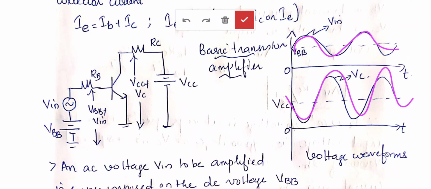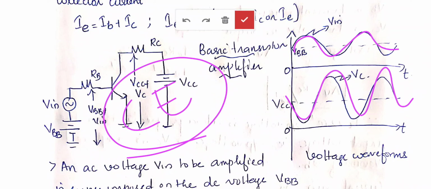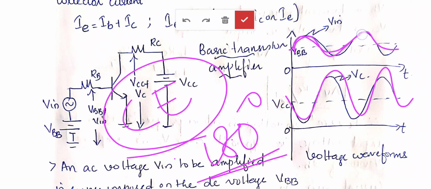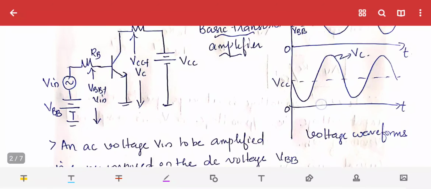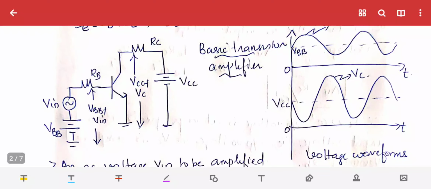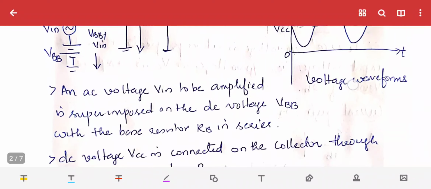So amplification is happening, and for a common emitter amplifier there will be phase inversion, or the input and output will be 180 degrees out of phase. There will be a phase difference. You can see here clearly, input is positive half cycle, output is negative half cycle. So this is the circuit diagram and waveform of a common emitter transistor amplifier circuit.